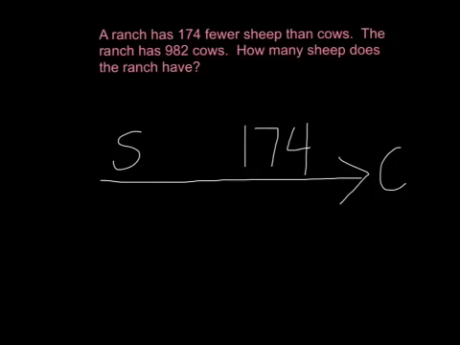So now we need to look at the next sentence to figure out what we can cross out because we cannot figure out an answer with 2 letters. We need another number. The ranch has 982 cows. So we can cross out cows and write 982.